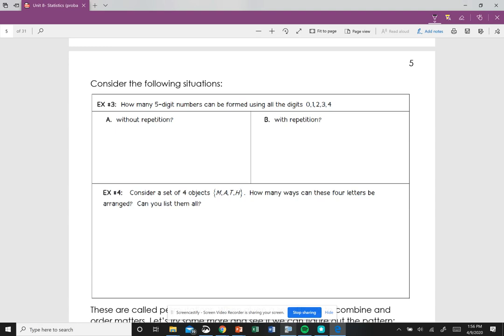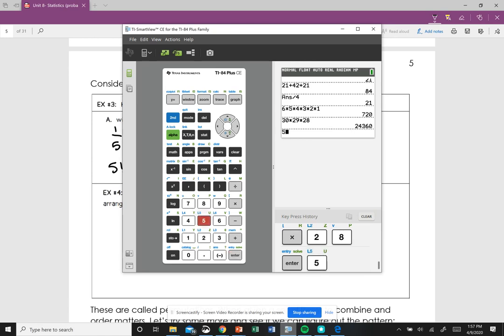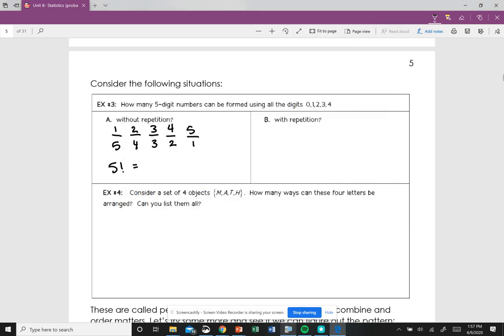Without repetition. So that means that they cannot repeat. We're going to have a 5-digit number. So here's the first digit, second digit, third digit, fourth digit, fifth digit. How many options do we have for the first digit if we are not allowed to repeat numbers? There's 5. How about the second one? 4, 3, 2, 1. Perfect. So we do 5 times 4 times 3 times 2 times 1. This is the same thing as 5 factorial, right? I'm not quite ready to show you where that is in the calculator yet. We get 120.